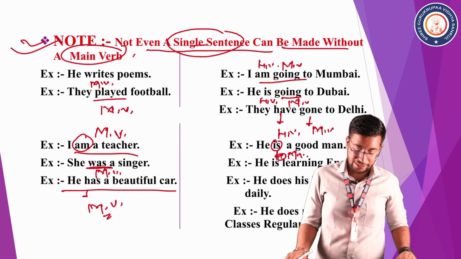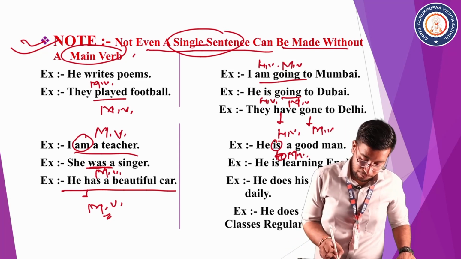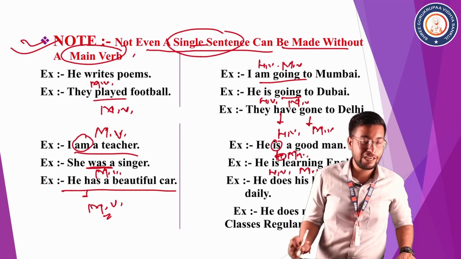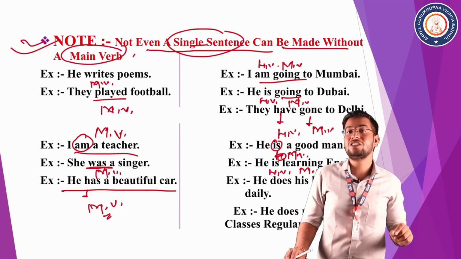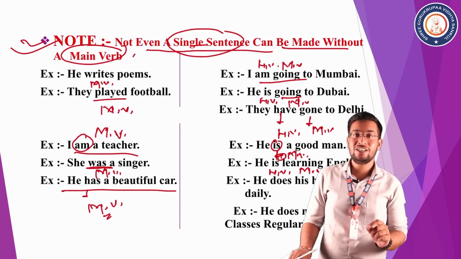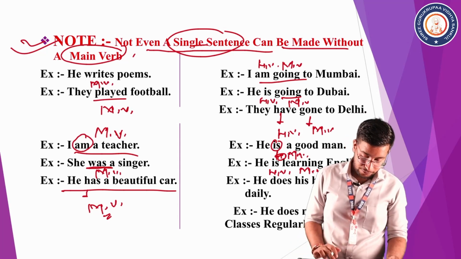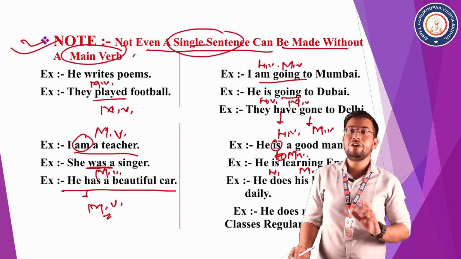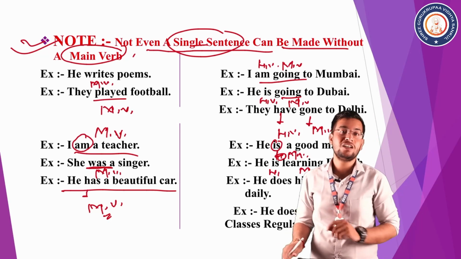Our next example, he is learning English. In this example, learning is our main verb and is is our helping verb. I think the concept is very clear to you. I am repeating again, not even a single sentence is possible without a main verb, and if there is no main verb, then the helping verb works as a main verb.